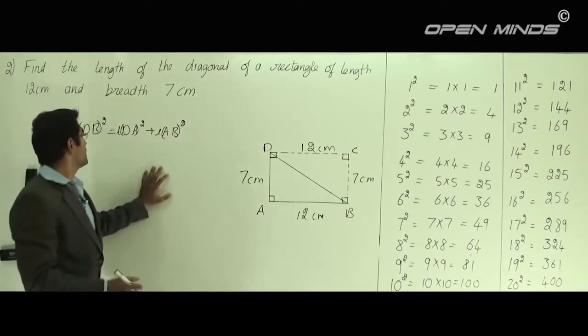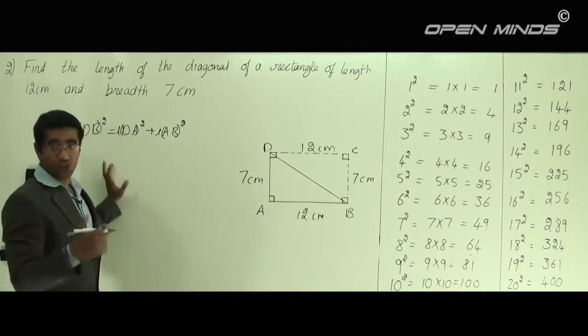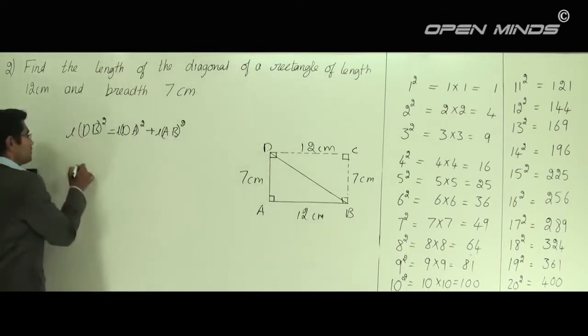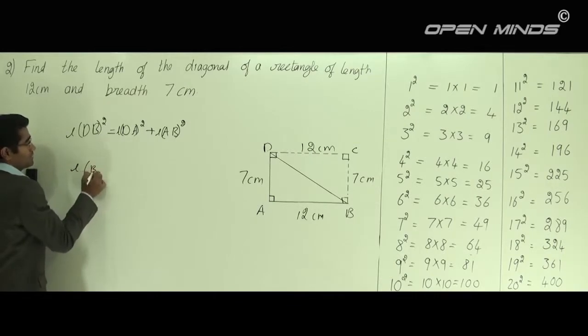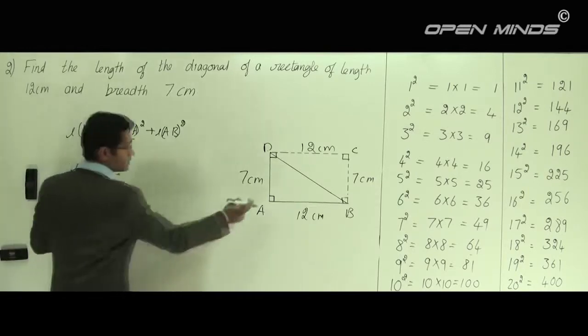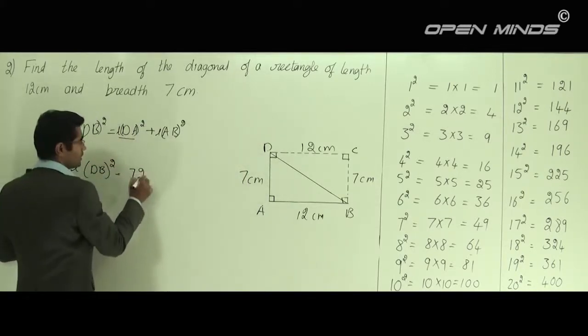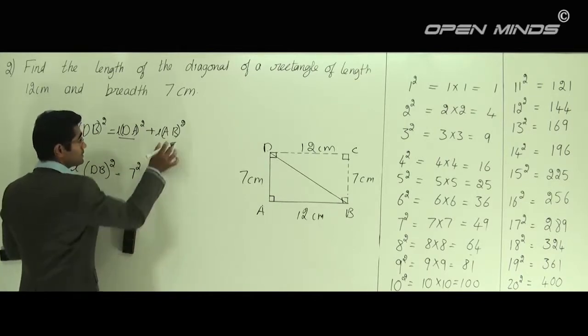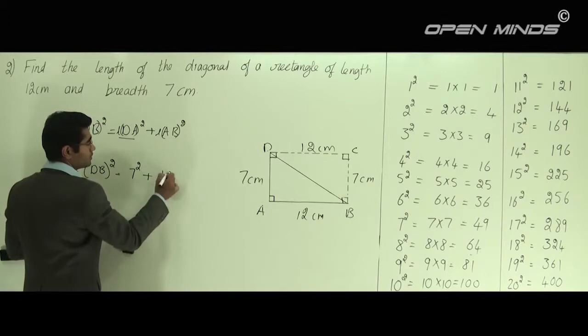Everything is fine here. In this case, I can write the length of BD, or DB, the whole squared. The length of DA is given as 7, so that is 7 squared, plus what is the length of AB? That is 12 squared.